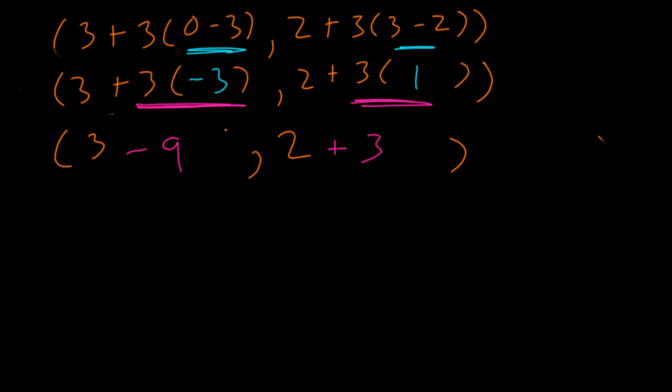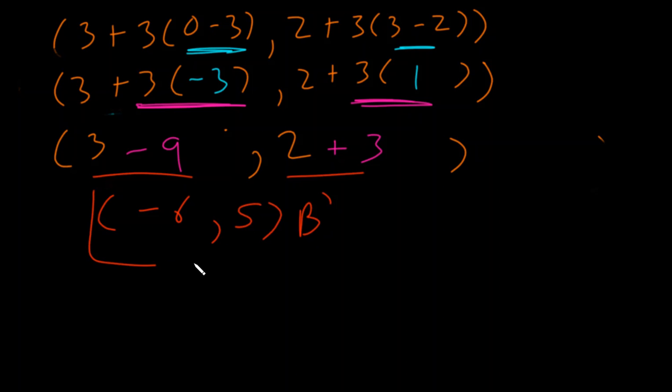Okay, and now I can finish off my problem. 3 minus 9 is going to be negative 6, comma 2 plus 3 is 5. And here is our point B prime. So after dilating everything about that point A, here's my point B prime at -6, 5.